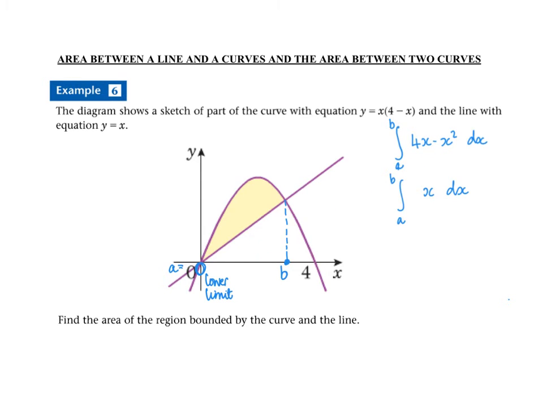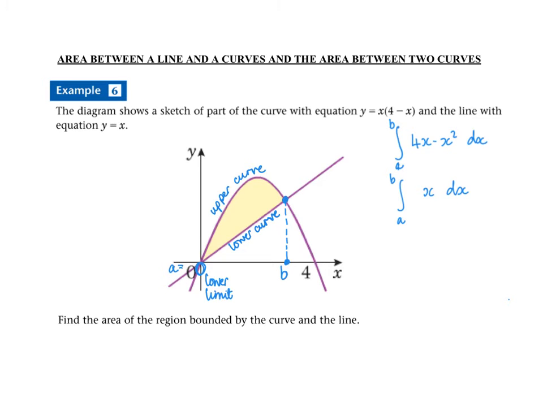But a quicker, more efficient way of doing that is saying that this is the upper curve, and this one, although it's a line, we'll call it a lower curve. If you take upper curve minus lower curve and then integrate it, then you've found the area between the two curves.